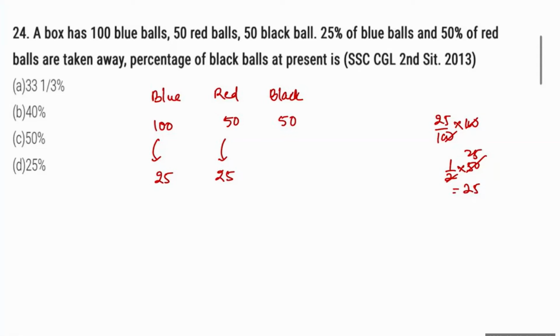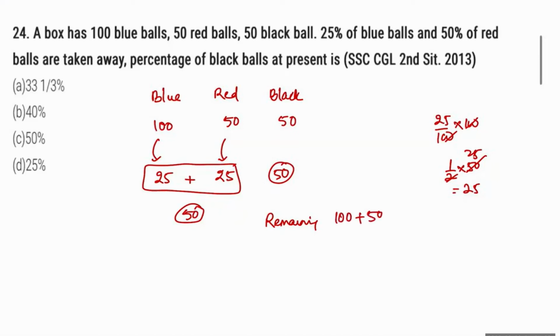Percentage of black balls present: black is 50. 25 plus 25 is 50 taken away. The remaining balls: total is 100 plus 50 plus 50, which is 200. 200 minus 50 is 150.